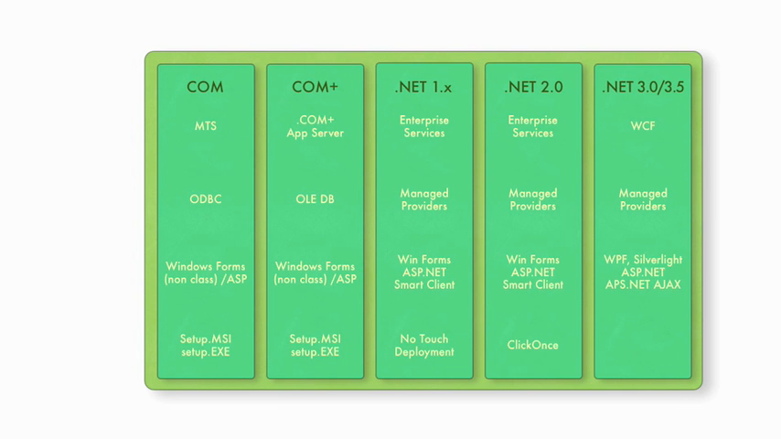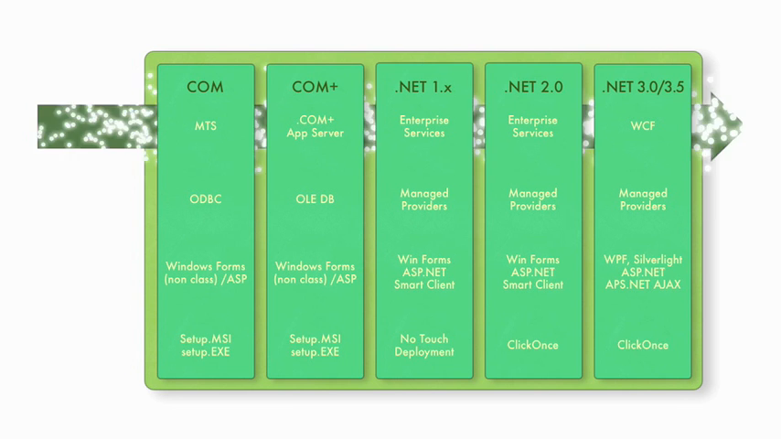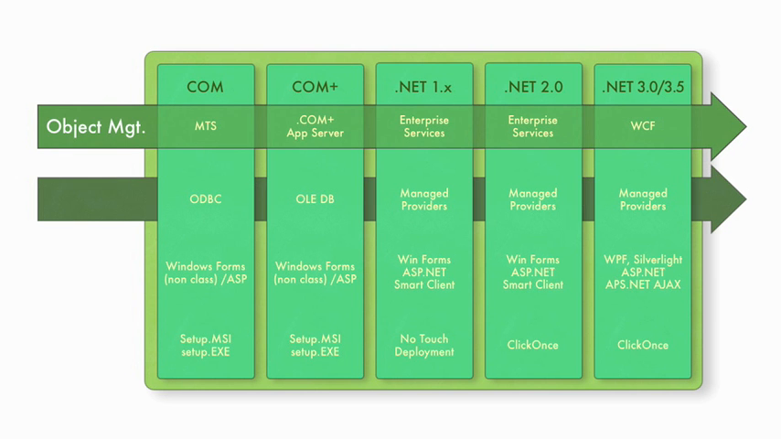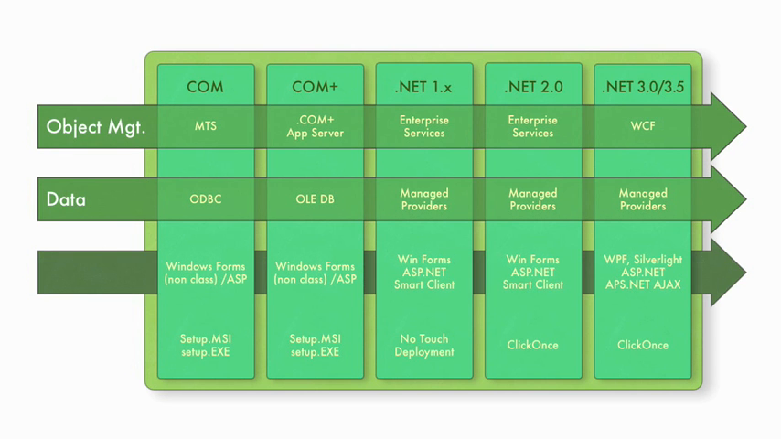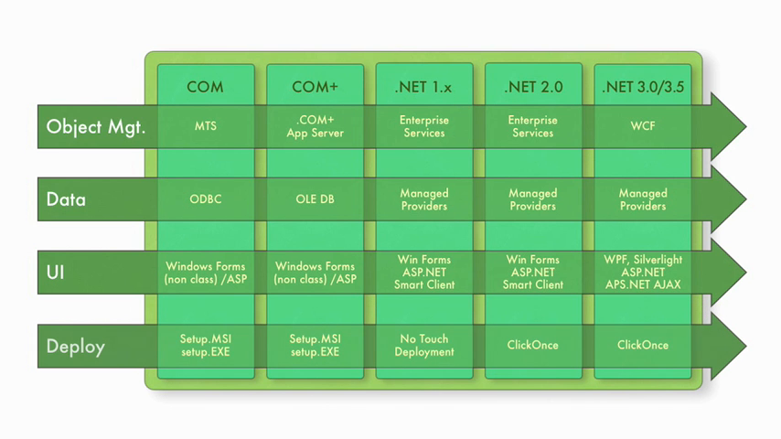We'll do this by examining the typical layers when building your application architecture. These layers involve object management, data access, user interface, and then deployment. So starting from object management, back in 1997, we released Microsoft Transaction Server. This allowed you to take your objects and build declarative transactions and security around them, managing the objects and transactions without necessarily having to recompile your code.